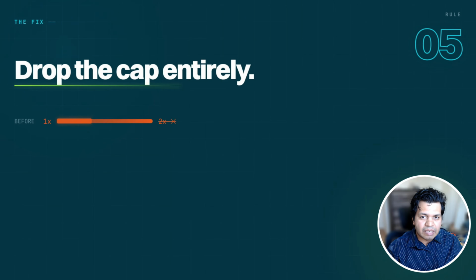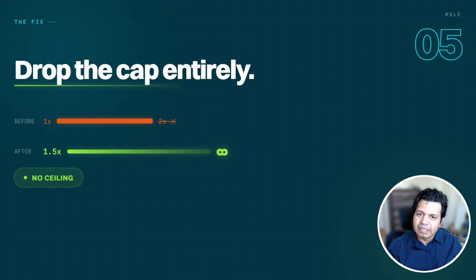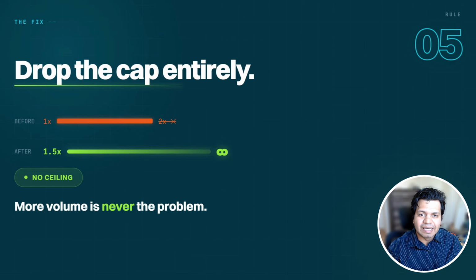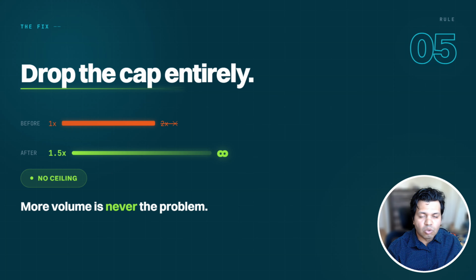So the fix for that one is to drop the cap entirely. Relative volume becomes at least 1.5x. No ceiling. More volume is never the problem.